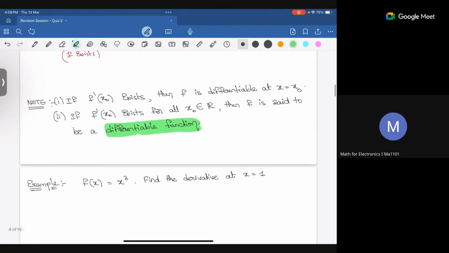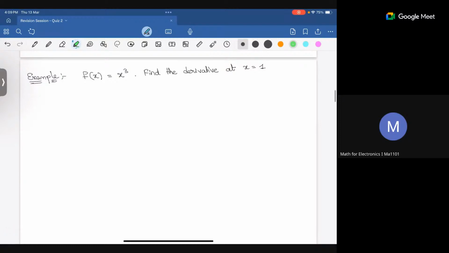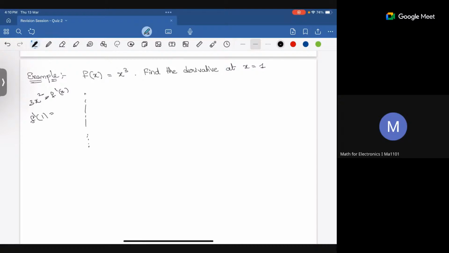Right? So we can quickly do the problem. Let's say a function is given to you, f of x is equal to x cube, and you are asked to find the derivative at x equals 1. It is very easy, I know. If you know the derivative of x power a, it is simply 3x square, f prime of x. You just have to substitute 1 in place of x here, and you will see that 3 times 1 square is 3.